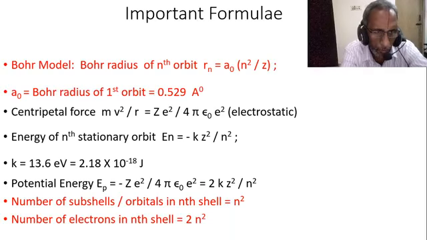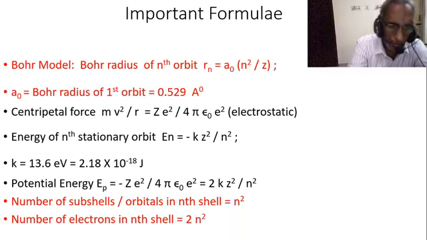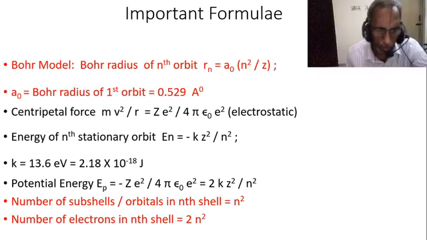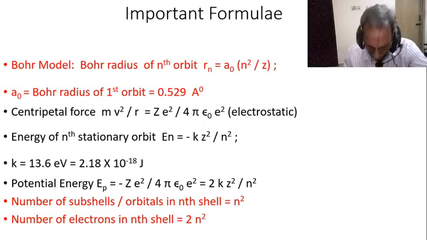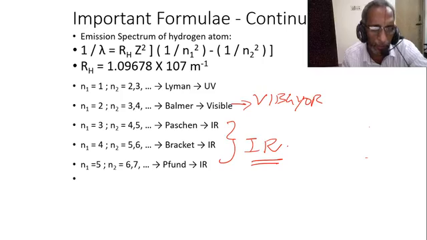So this is Z squared by 4 pi epsilon naught r squared. It is not e squared. R squared is the electrostatic force between nucleus and electron. All these we have seen. So number of subshells, orbitals in the shell, number of electrons in the shell, speed of electron in the nth orbit, already we have seen, number of revolutions made by electron in its nth orbit. So you have an expression booklet of all these.